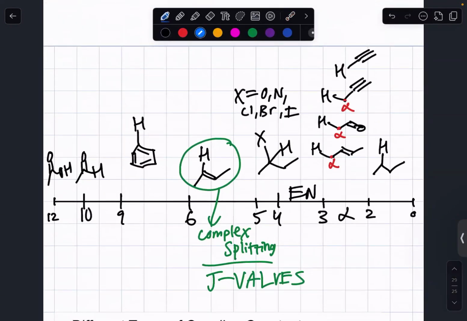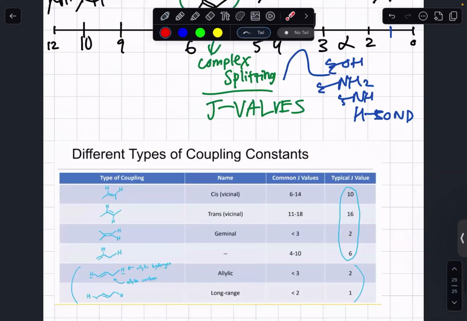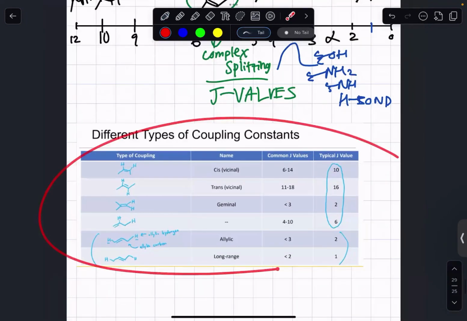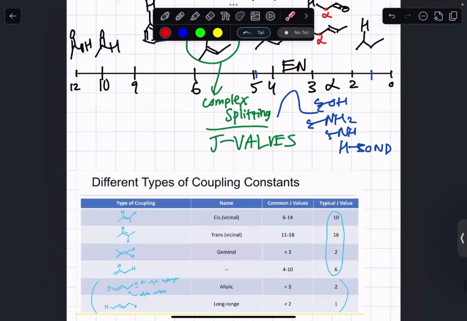There's also another one, but you probably won't see that in this midterm, between 0.5 and 5. When you see a broad peak, that's like an alcohol, or NH2 or NH because of the hydrogen bond. That's more for 118A, right? When you see a broad peak like that, you probably won't see that here in 118B. And this J value stuff here is very important, especially for this midterm coming up. So make sure to know these J values, and I will walk you through it right now.